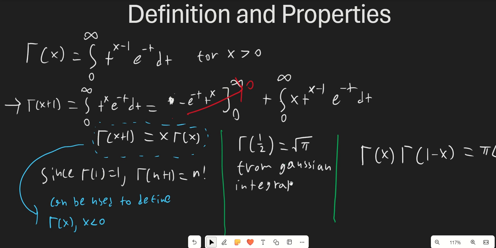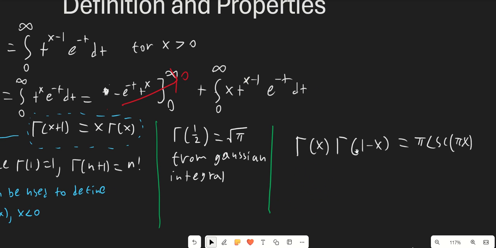If we wanted to calculate gamma of negative 1/2, we can't use the integral definition because, again, that integral diverges, but we can go ahead and plug in this formula here. If we let x equal negative 1/2, we find that gamma of 1/2, which is square root pi, equals negative 1/2 times gamma of negative 1/2, which would allow us to calculate gamma of negative 1/2.